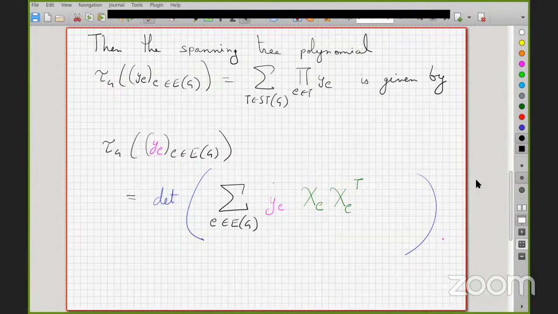If it is a usual edge, which is not incident on the root, basically it looks like a +1 on the VV entry, a +1 on the WW entry, and a -1 on the VW and WV entries. That's exactly what this chi-E transpose looks like. If it is actually on the root, then it is just one diagonal entry at the non-root vertex. Right? So these are very simple matrices, and then you multiply them by y. They are rank one matrices. You multiply them by y and sum them all across all the edges and take the determinant. This is the spanning tree one.